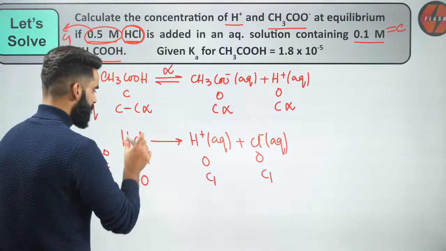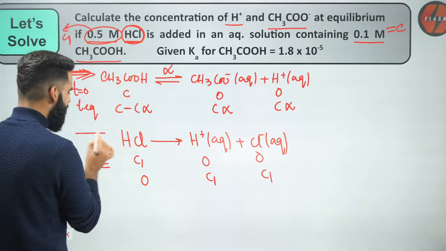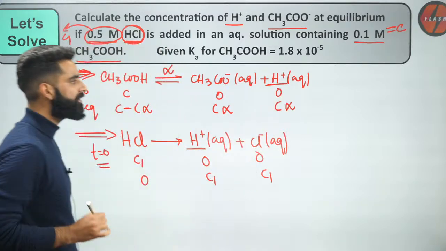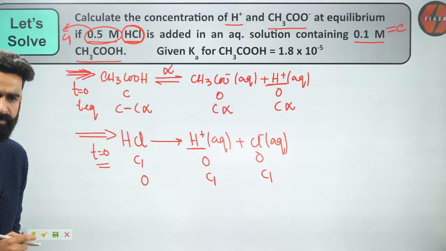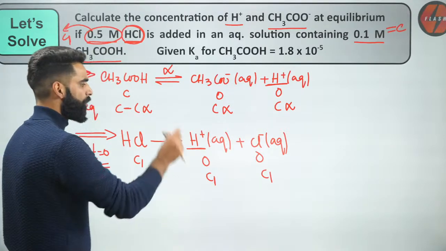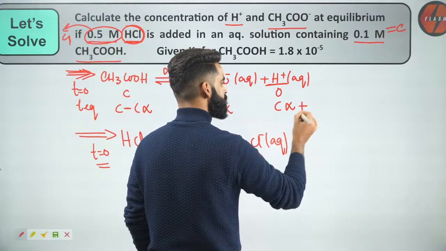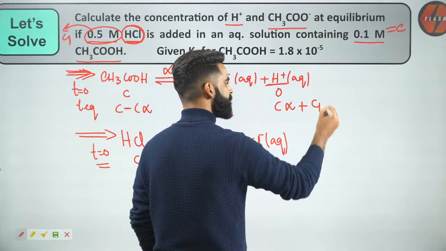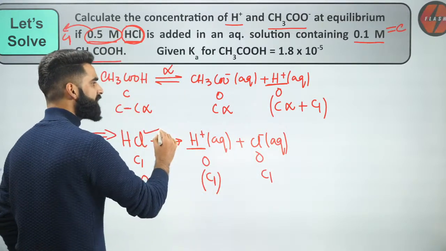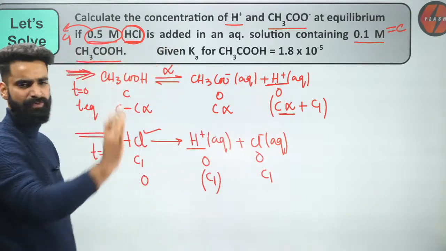Now guys, see, can I say in the same container, I have got the weak electrolyte and the strong electrolyte, which have got a common ion in between. And what is the common ion? Common ion is going to be H positive right here. Can you tell me what will be the resulting H positive concentration? Resulting H positive concentration is going to be C alpha plus C1, right? This C1 is the H positive concentration which is coming from the strong electrolyte, and C alpha is the H positive concentration which is coming from this weak electrolyte right here.